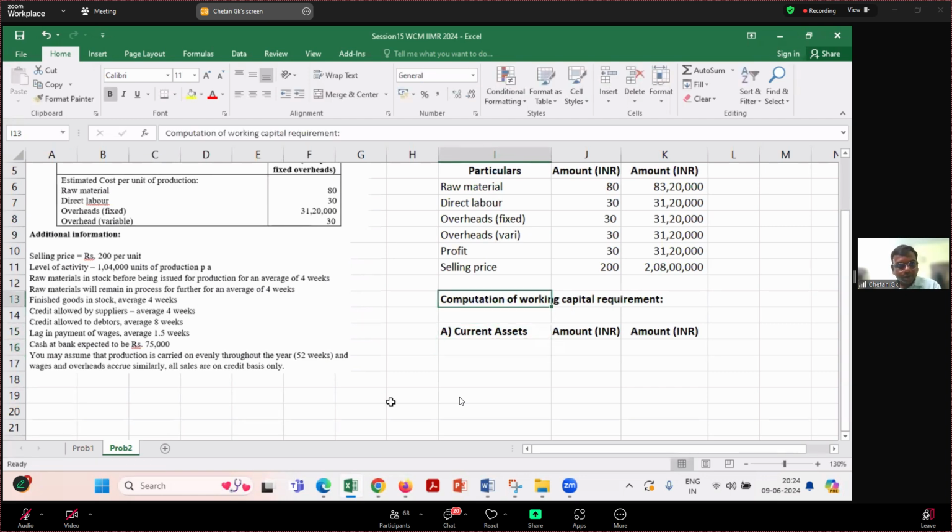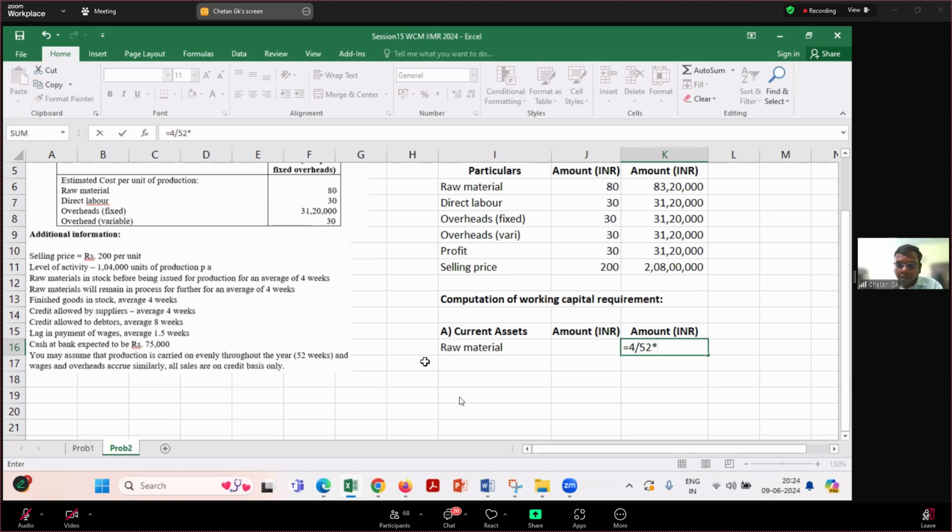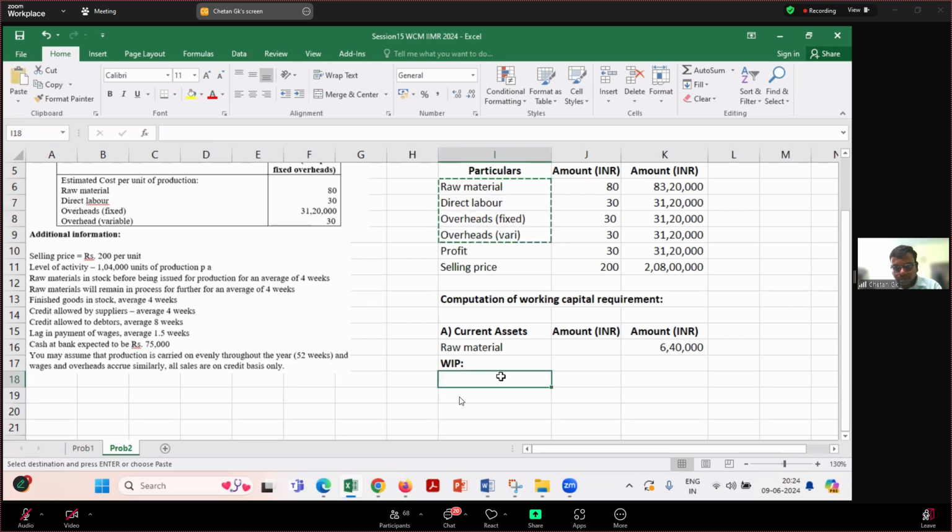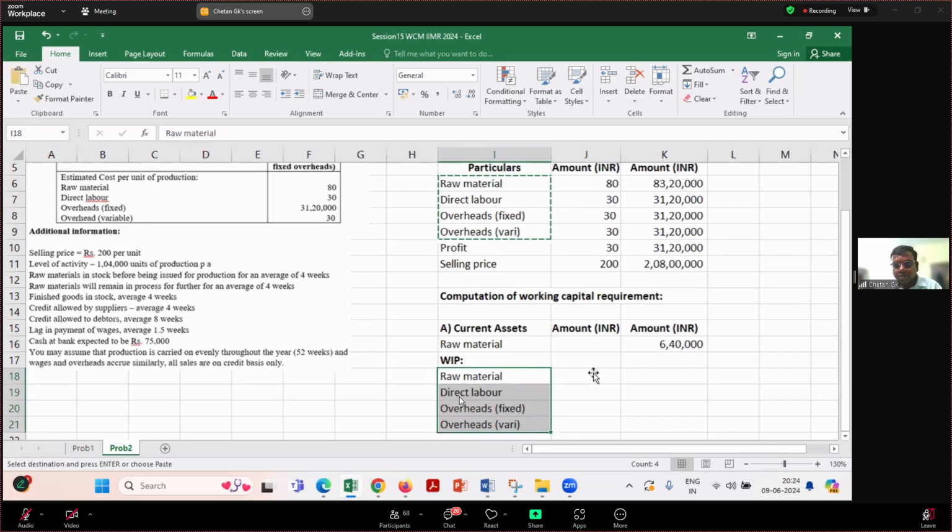Raw material. So let me come to the outer column. 4 divided by 52, multiplied by raw material. Next, raw material will be in process. Okay, so this is work in progress. I'll just copy all of this and paste it here.